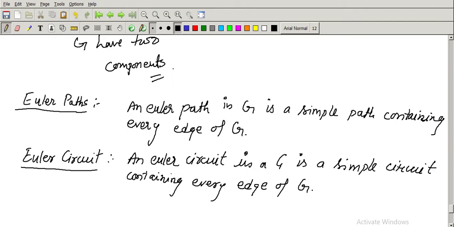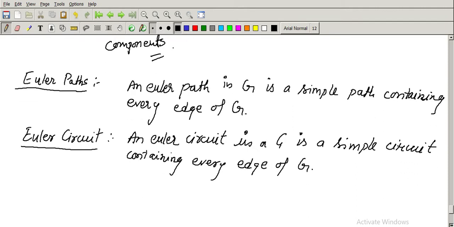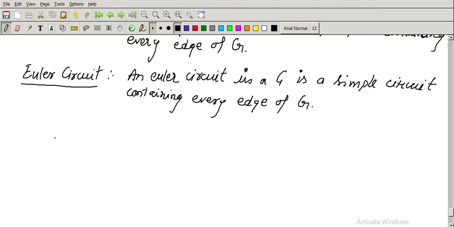So for example, this is your example. I have these vertices A and B, and here I have this vertex E, and here we have D and C. In this type of graph, we check whether there exists a cycle or not.